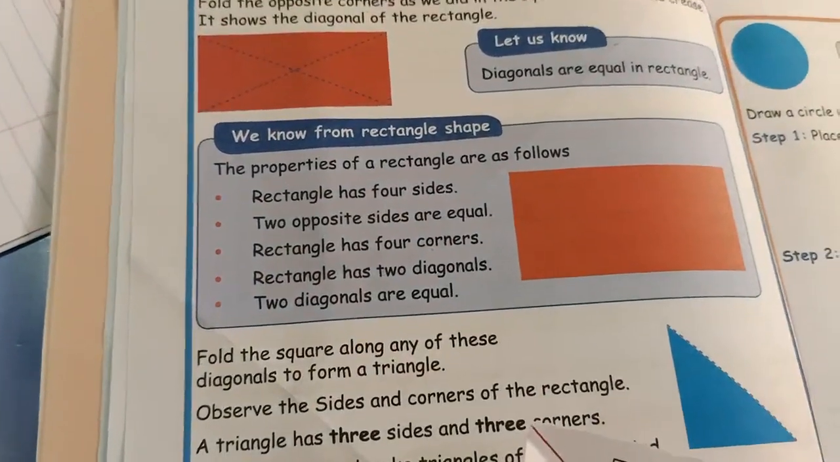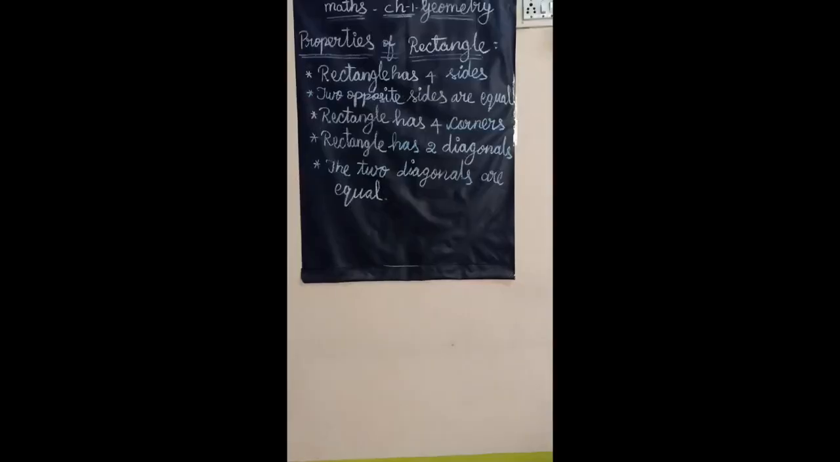Next we have the properties. Properties of a rectangle. The first point: a rectangle has four sides. This is the shape of a rectangle. How many sides does this rectangle have? 1, 2, 3, 4. So 4 sides.